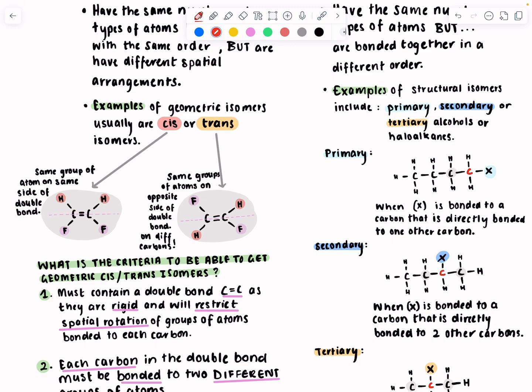For the purpose of this video, I'm representing haloalkanes or alcohols as an X, so don't assume that's an atom from the periodic table that I'm using here, all right? And so what do I mean by primary structures or isomers? A primary haloalkane or alcohol is when that functional group is bonded to a carbon that is directly bonded to one other carbon, as you can see here.